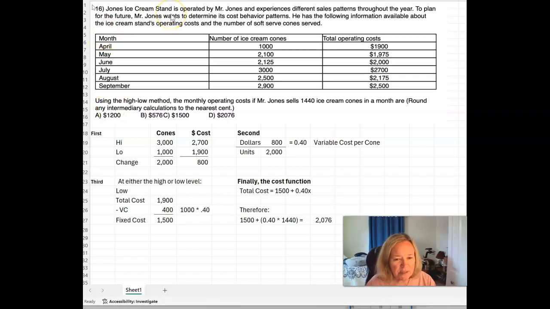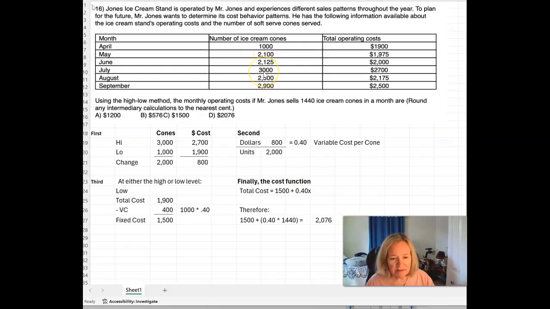Okay, this Jones ice cream stand, it's a good one to practice with. And these are the months they have, and the number of cones, and then total operating costs. And the temptation is to go over here to operating costs to get your high and low, but the high and low points are always based on the number of units. Okay, so our number of units here are, well, it's interesting too, because they've got some with commas and some without, so that kind of throws you off. And believe it or not, the biggest problem I have is picking out the right high and low. It's so easy to make a mistake on it.